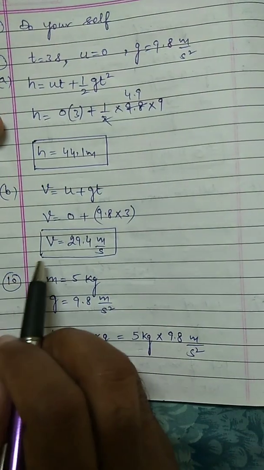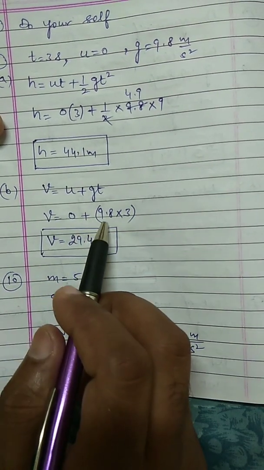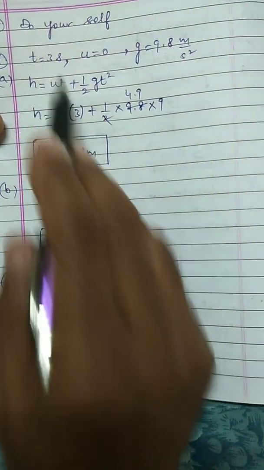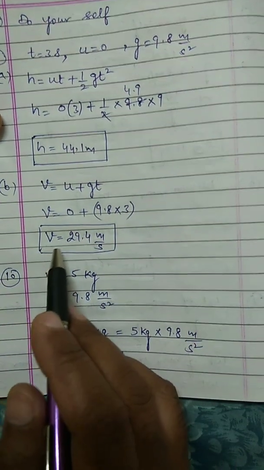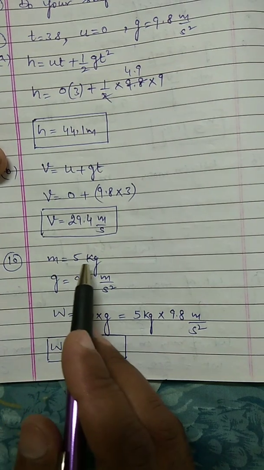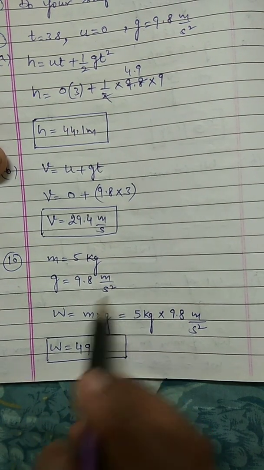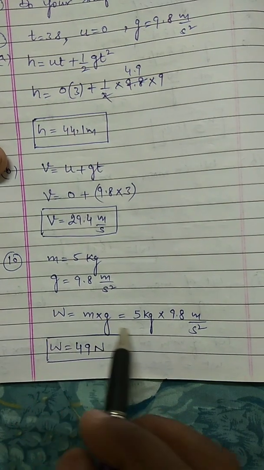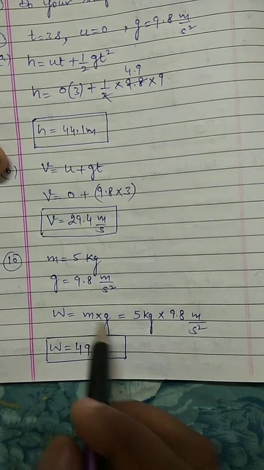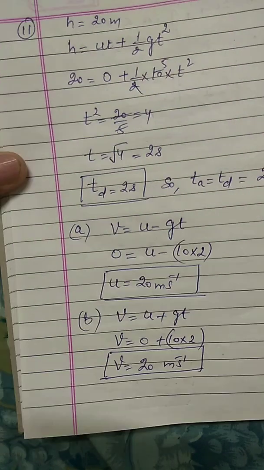B part, final velocity will be V is equal to U plus GT. U is 0, gravity is 9.8 and time is 3 seconds, so that you can substitute. V is equal to 29.4 meter per second. The mass value is 5 kg, gravity is 9.8 meter per second square. Weight you have to find, so mass into gravity, just multiply 5 into 9.8, 49 Newton.